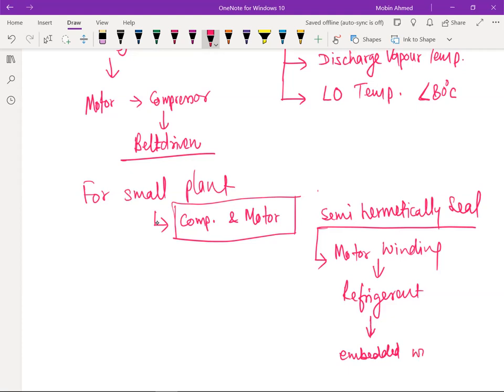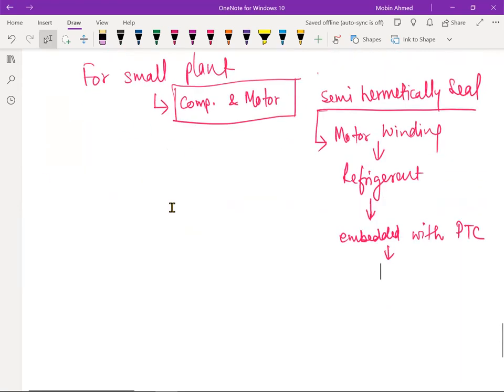So the winding is embedded with thermistors, and all these thermistors are known as PTC thermistors. What is this PTC thermistor? That is the positive temperature coefficient thermistor. So the winding is embedded with PTC. These settings are there for this one.